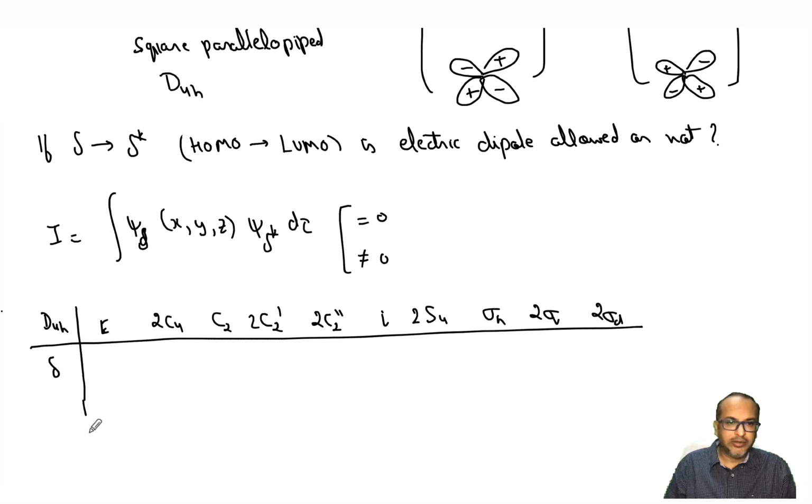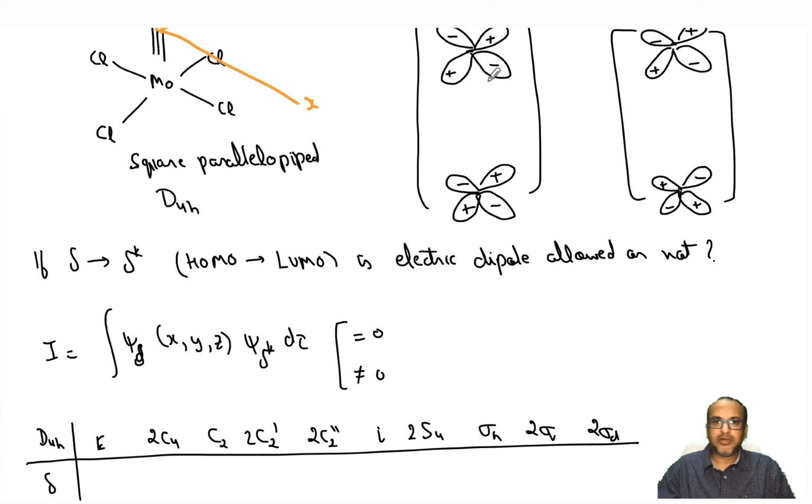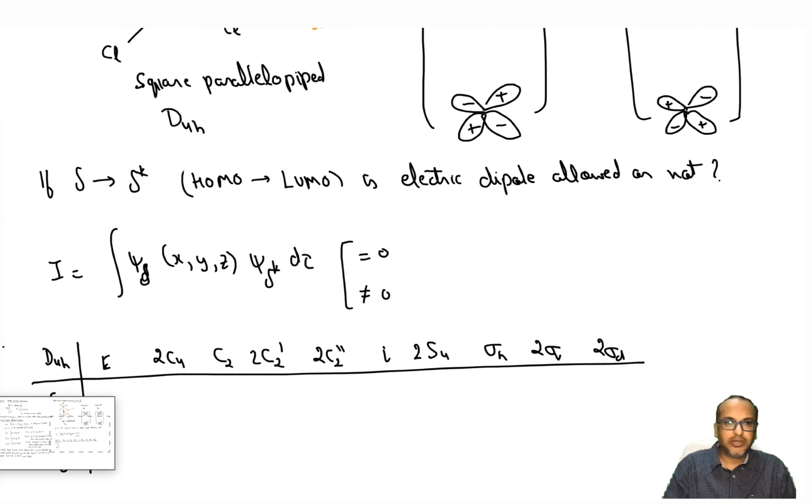Now for delta and for delta star, what we need to do is carry out these operations and see what is the fate of this delta orbital and delta star orbital, and depending on that we'll need to give the characters over here. Okay, so I would suggest you to do it. I'm not going to show how to do it here. So E will be 1 for both.